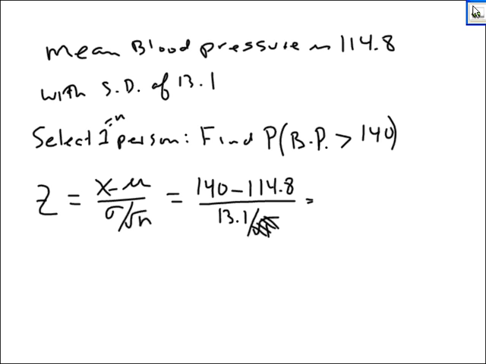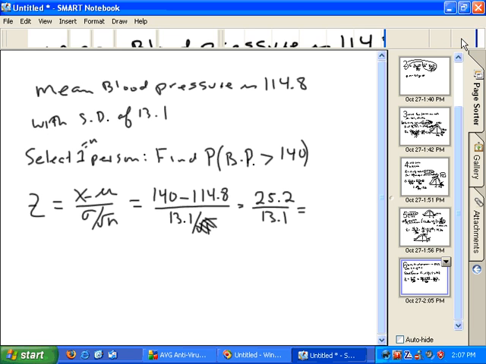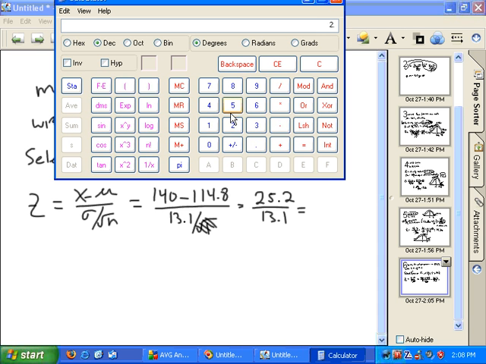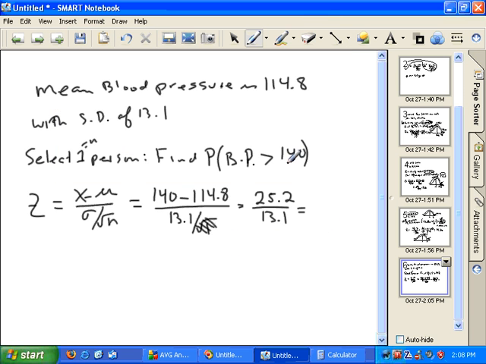And what we get is 25.2 divided by 13.1. A little bit under 2. Let's see how much. Let's go to that trusty calculator of ours. Okay, so like I said, 25.2 divided by 13.1 is 1.92. Make sure you round it off correctly. 1.92.